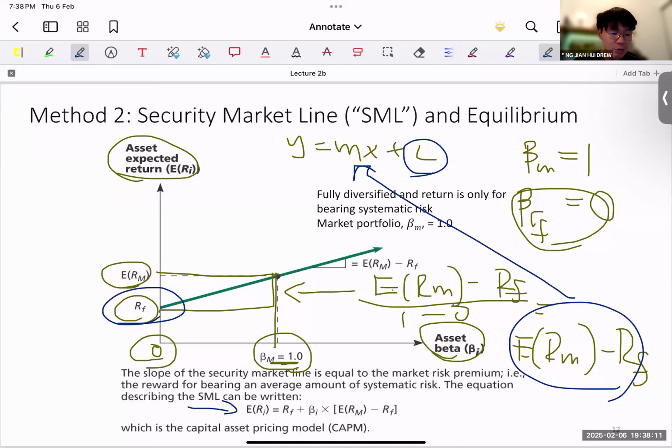So the equation of a straight line, which is y equals to m. What's m? M is this, right? We just calculated m is this. X, what's x? X is your beta i, plus c, which is Rf, right? So we have now come up with an equation.